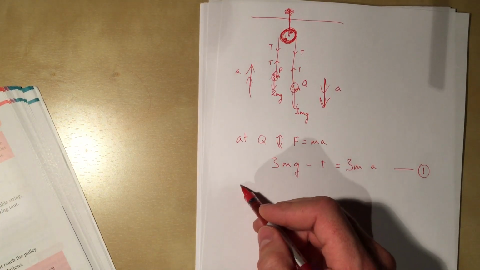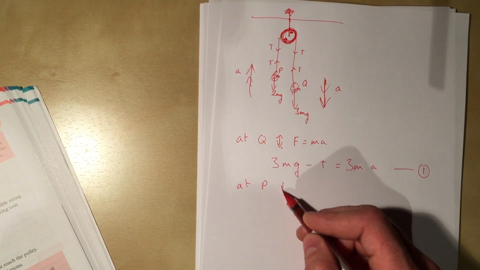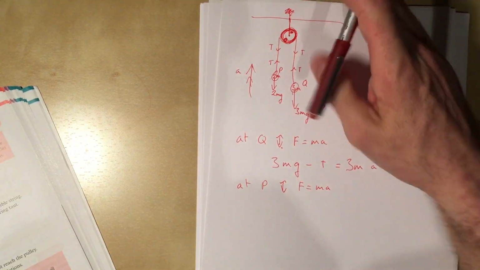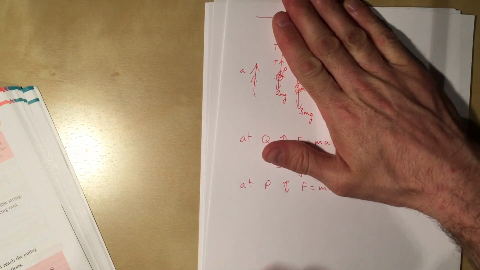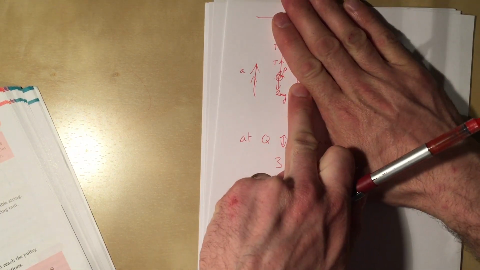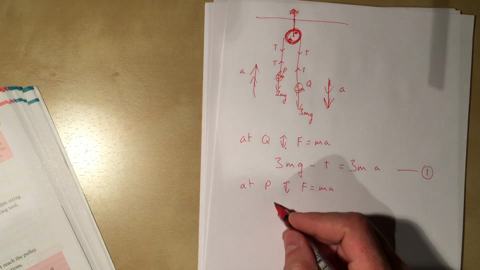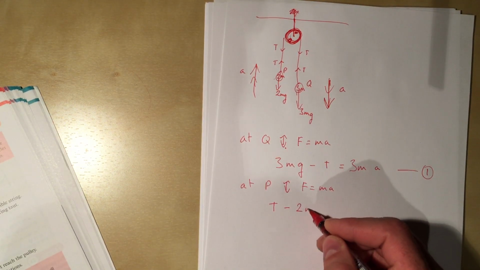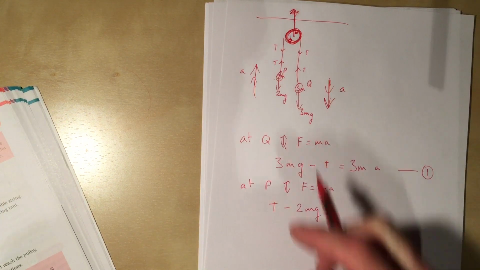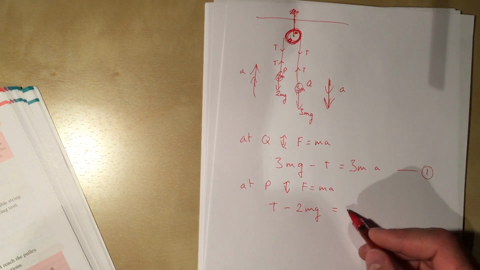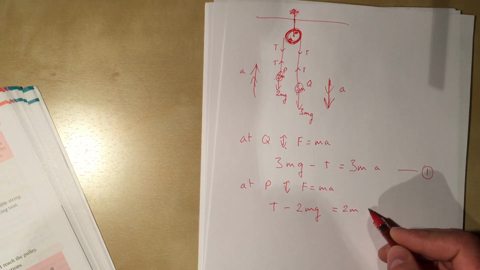Second equation, at P, considering the vertical forces, F equals ma. Consider P on its own, cover up the rest of the system. T is pulling up, 2mg is pulling down. So tension minus 2mg, it's accelerating upwards, so the tension's positive, the 2mg is negative, equals mass, which is 2m, times acceleration, which is a.